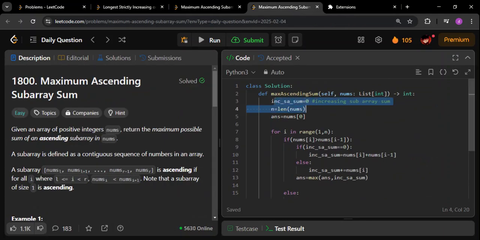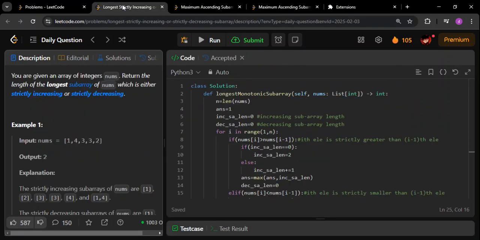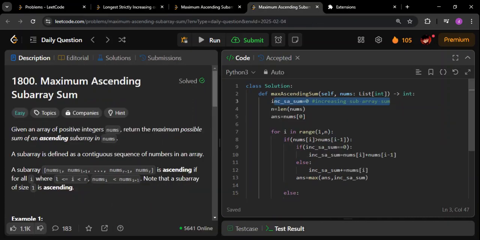See, again, same thing. This is what I have shown you previously also. In yesterday's video, we had increasing subarray length. In this current video, we are having increasing subarray sum. That is the only difference. Here we are calculating the sum. Previously, we were calculating the length. This is the increasing subarray sum, right?